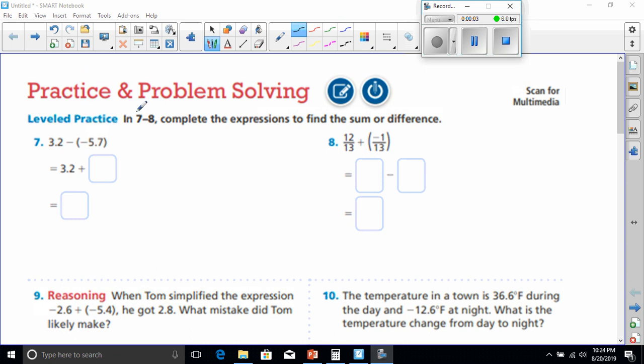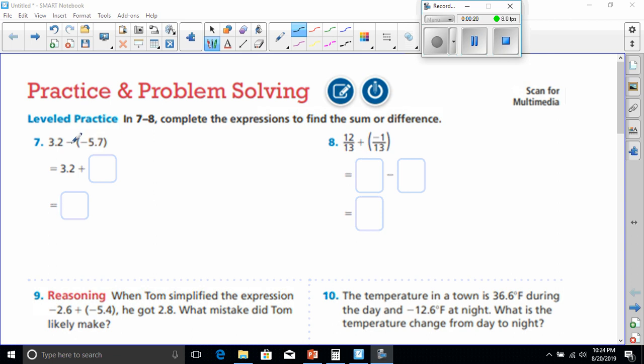We're going to be doing the practice and problem solving for our adding, subtracting rational numbers. I'm going to do all the odd ones. You'll do all the even ones. Well, here we got 3.2 minus negative 5.7.